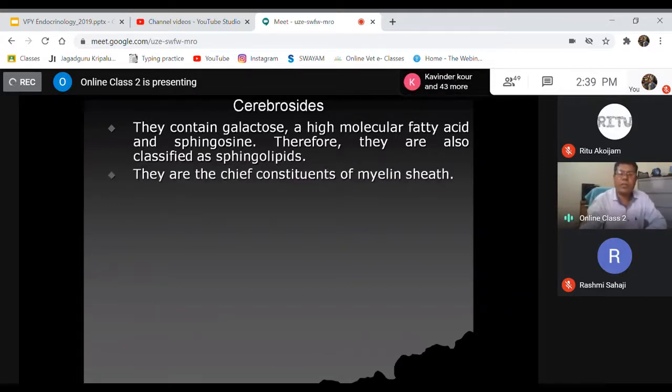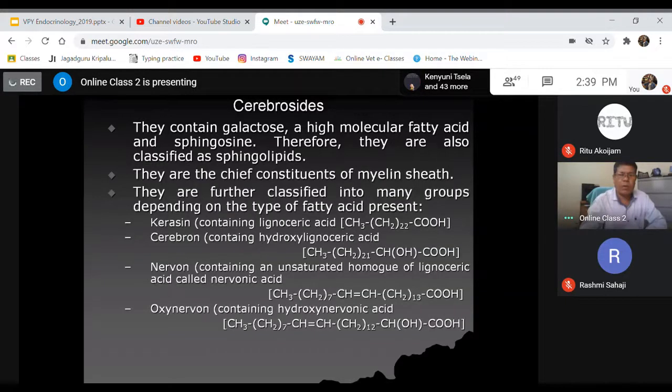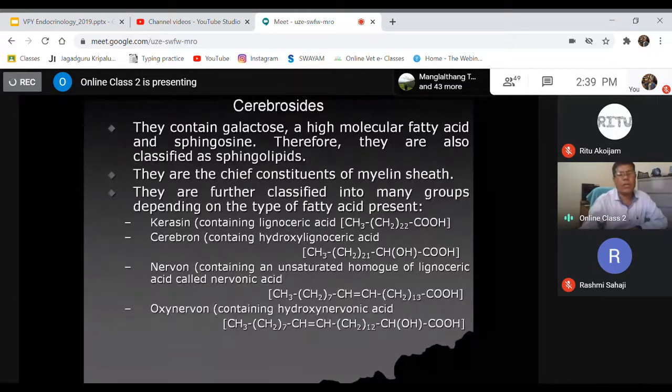They are the chief constituents of the myelin sheath. Depending on what type of fatty acid is present, they are further divided into many groups. The examples are kerasin. Kerasin is one type of cerebroside. Here the fatty acid present is lignoceric acid, a saturated fatty acid containing 24 carbon atoms.